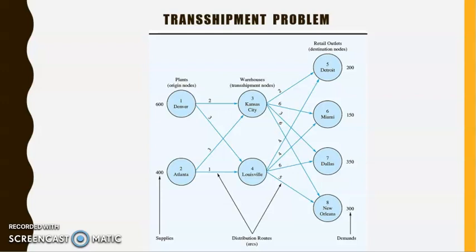But the part that is different today, if you check the slide in front of you, you may notice that there are these transshipment nodes. Transshipment nodes are in fact connecting nodes. They are not origin or destination. They are not part of supply or demand. They just connect the points.